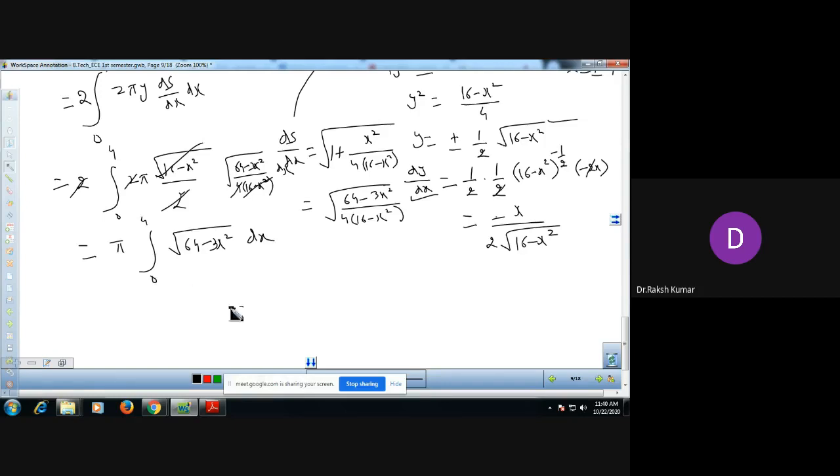Now you need to integrate this value. 3 can be taken common, root 3 pi 0 to 4, and it can be written like this.